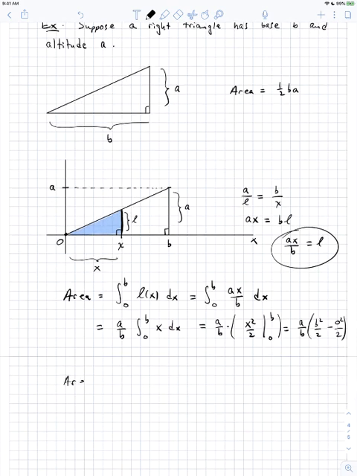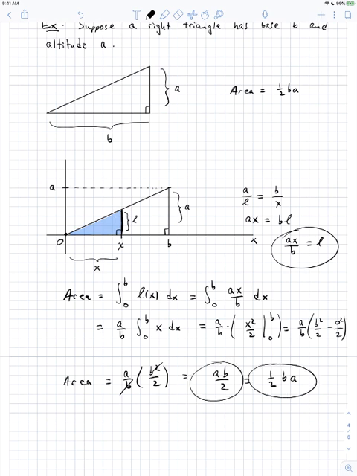So what does that give us? That gives us that the area is equal to a over b times b squared over 2, and this b in the denominator cancels with one of those b's in the numerator, and we have ab over 2. That is 1/2 the base times the altitude. Maybe not written in that way, but it's equal to that. So we can see that this formula does work on this example that we already know.